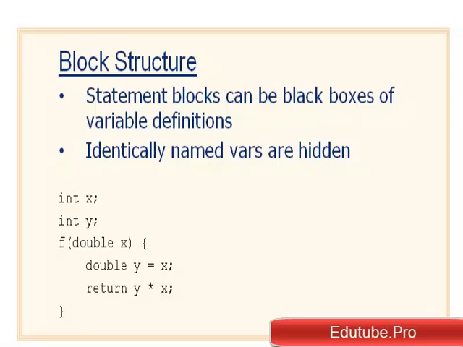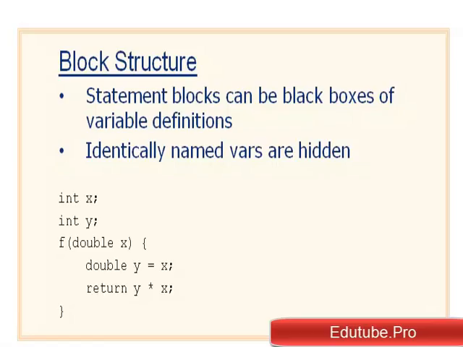I want to reiterate some things I said about the block structure of C earlier. Statement blocks can hide variable definitions inside them. Remember when we had an integer I that was above a statement block, and then we did an if and went down inside it, and we created another I?